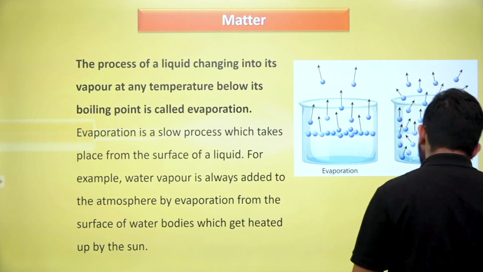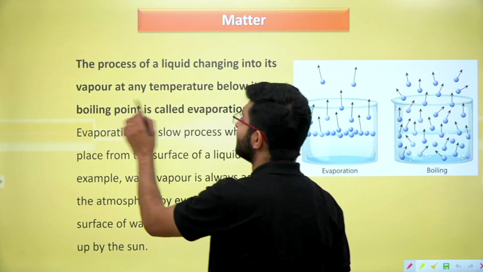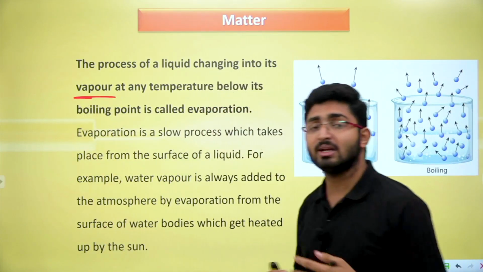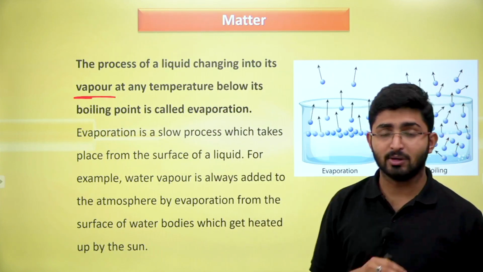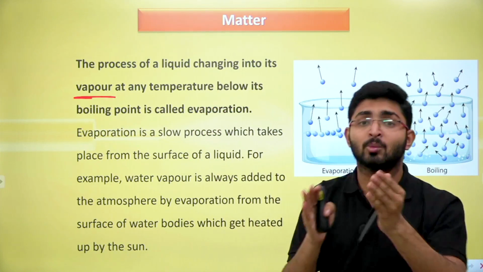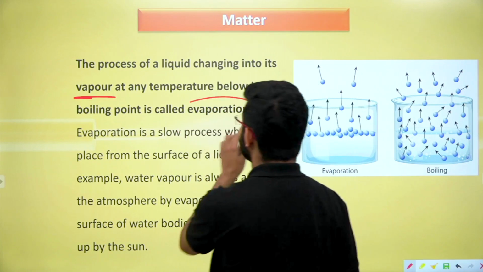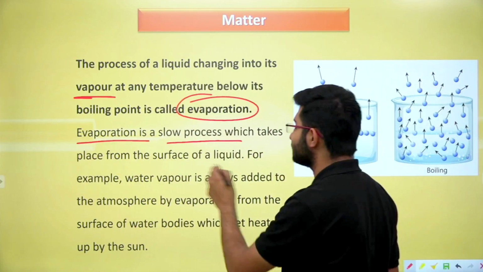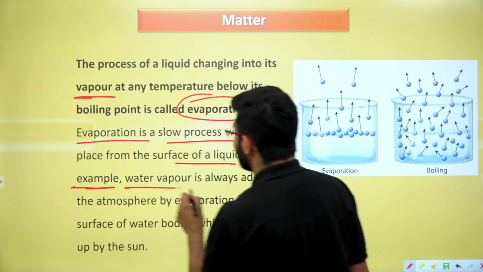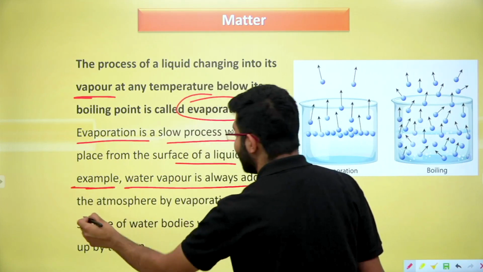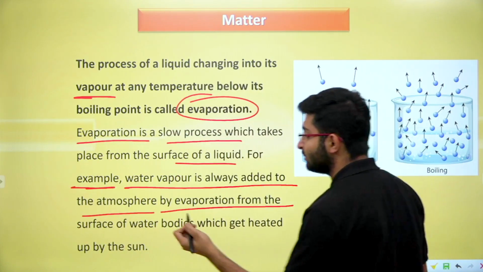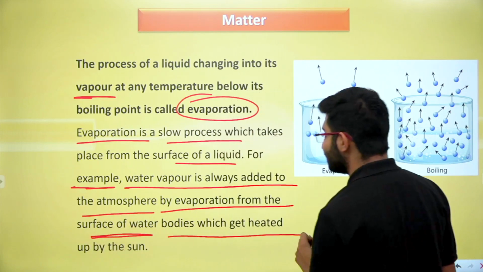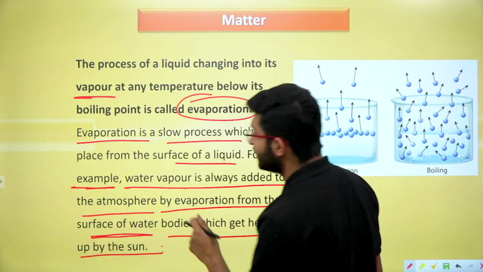So whenever any liquid is going to change itself into vapor at any temperature below the boiling point, that is known as evaporation, right? Evaporation is a slow process which takes place from the surface of a liquid. For example, water vapor is always added to the atmosphere by evaporation from the surface of water bodies which get heated up by the sun.